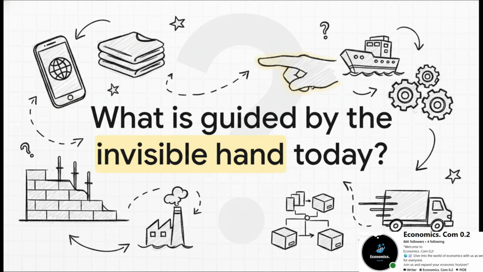As we wrap up today's explainer, I want to leave you with this thought. Just take a second and look around your room right now. Look at your phone, the clothes you're wearing, the materials in your walls. Think about the massive, highly specialized global supply chains that seamlessly delivered all of those items to you today, all without a single central planner telling them to do it.